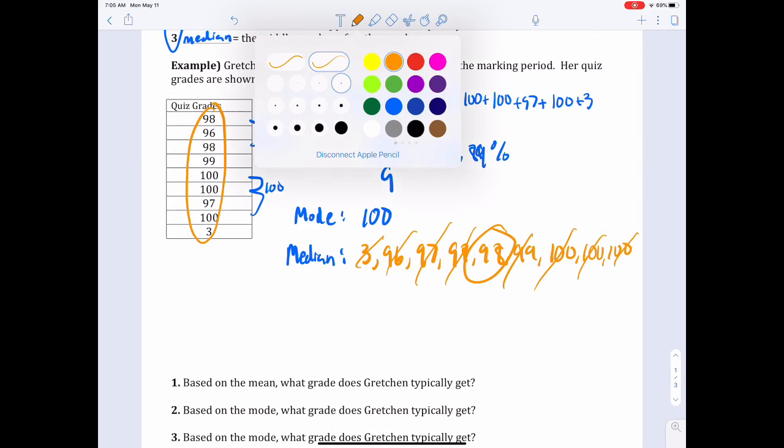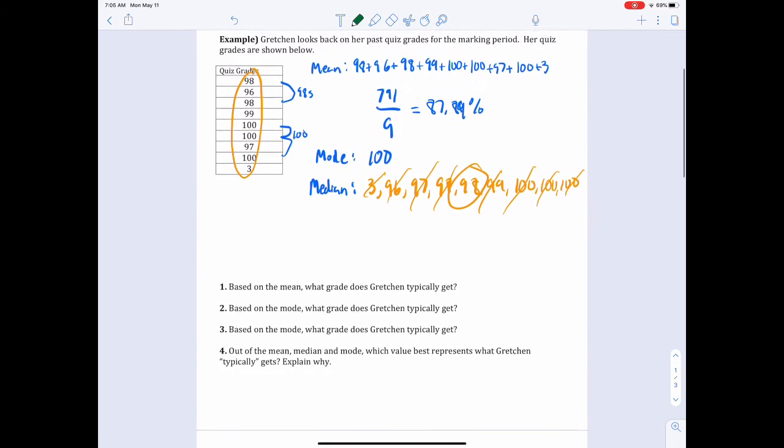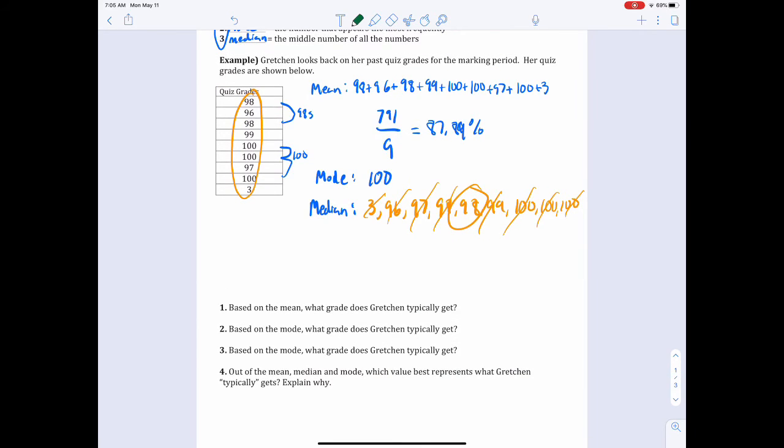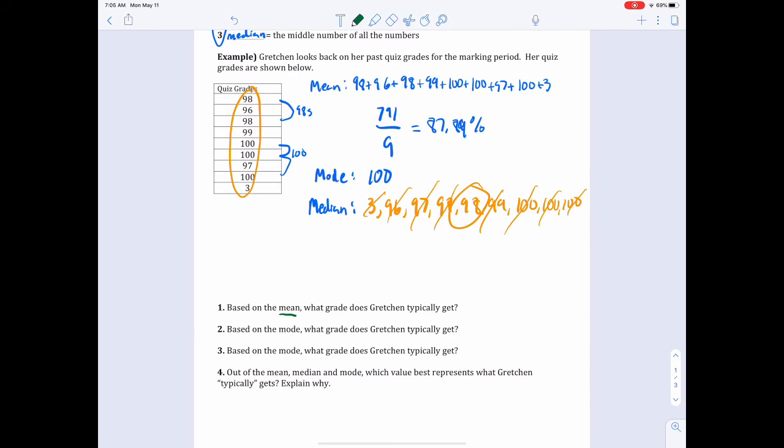All right, so let's just record our results and think about this stuff here. Based on the mean, what grade does Gretchen typically get? Based on the mean, we can say that Gretchen averages an 87.89%. Pretty good. Based on the mode, what grade does Gretchen typically get? Based on the mode, she typically gets 100. And based on the median, Gretchen normally gets a 98%.